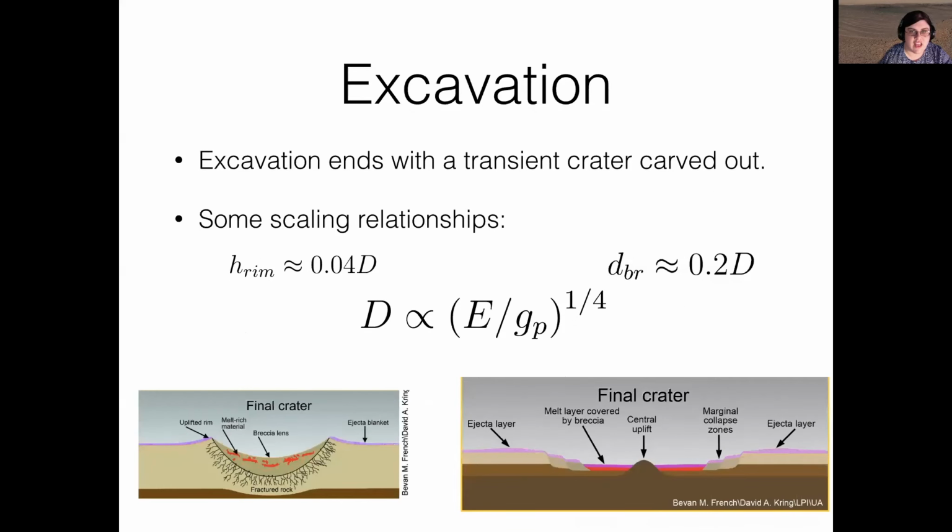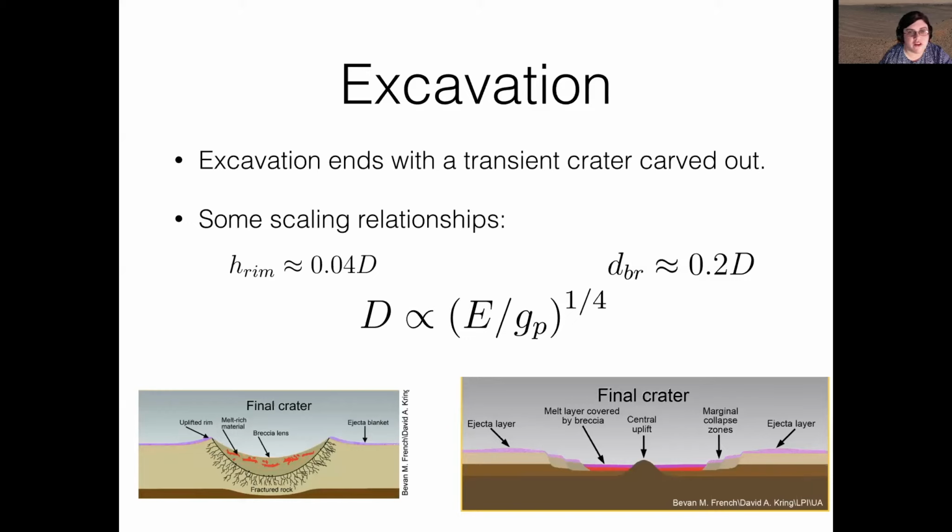All right, so excavation ends when we have this transient crater. Now, here's some scaling relationships. We're going to look more at this later in class. The diameter of the crater is based on the impact energy divided by g to the 1/4. Now, that's the nice, simple, quick and dirty method. Remember, impact energy is going to be mv squared. So we have impactor mass to the 1/4, impactor velocity to the 1/2.